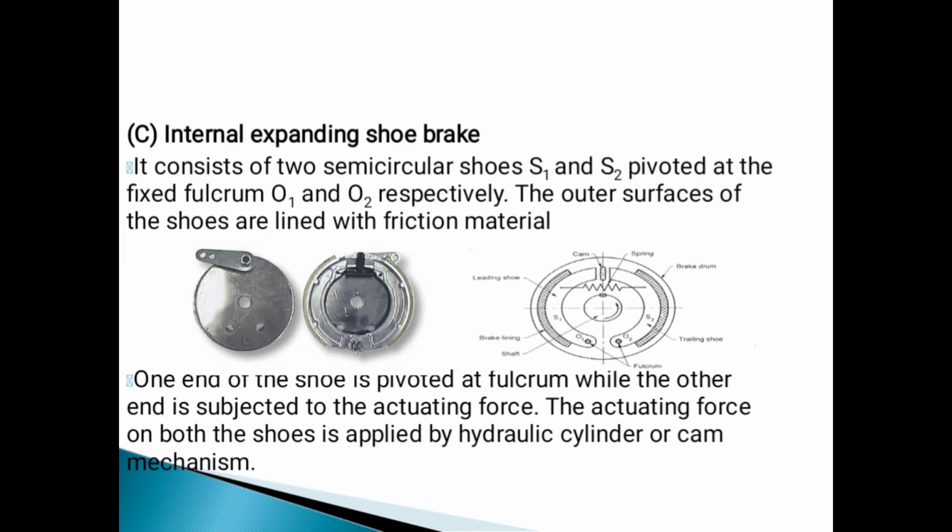Initially, the cam is in a vertical position. When we apply the brake, the cam rotates and comes to a horizontal position, due to which both the shoes get outward motion and have a frictional grip with the brake drum, and thus the brake is applied. So this is the internal expanding shoe brake.